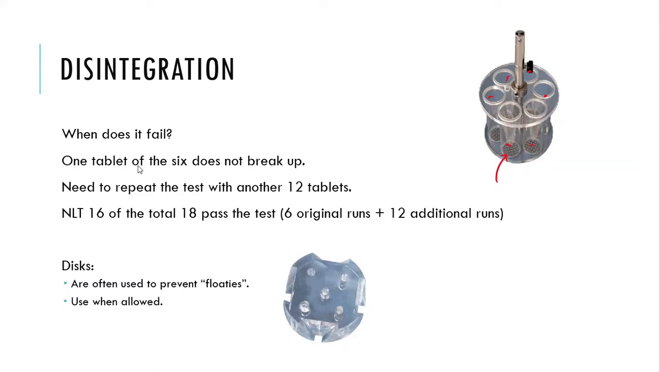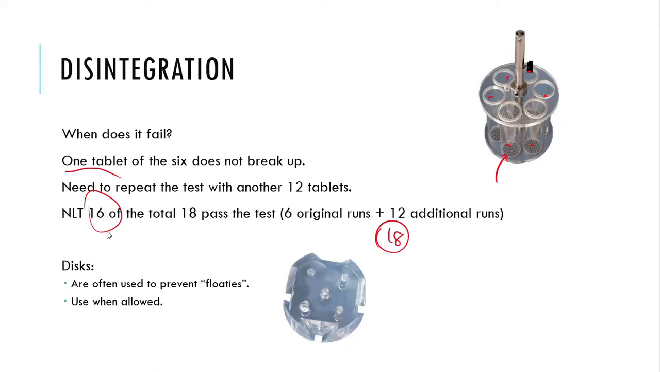But if we were doing this for real and we did six pills, all of the same kind, and one of those tablets did not break up, just one, then folks, the USP tells us that we're going to have to get two baskets at this point and do an additional 12 tablets. And this will bring our total to 18. 12 from the second run and 6 from the original runs. And 16 out of the 18 need to pass. And then we say, monograph-wise, that the tablet passes. If 16 does not pass, but 15 do, the tablet fails.